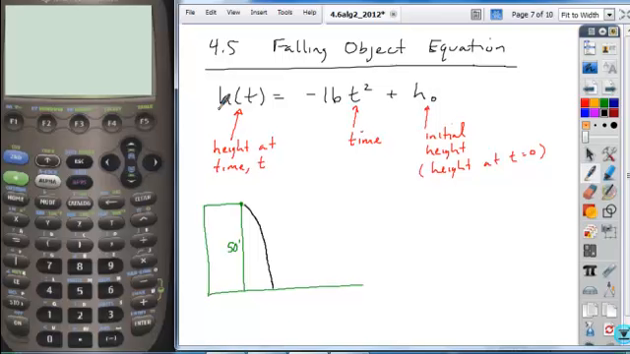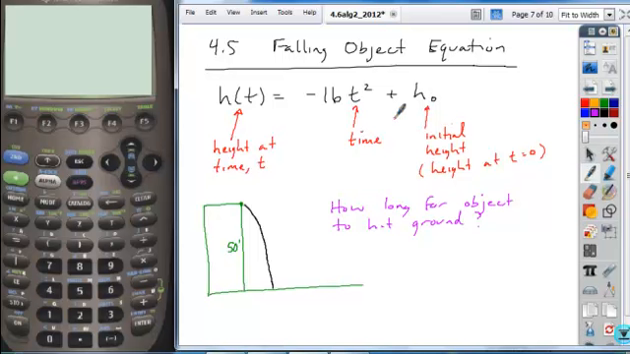So a couple types of questions that they're going to ask. One of the main ones would be how long for the object to hit the ground. If an object is dropped from 50 feet high, how long would it take to hit the ground? The variable that you're solving for is the time, t.